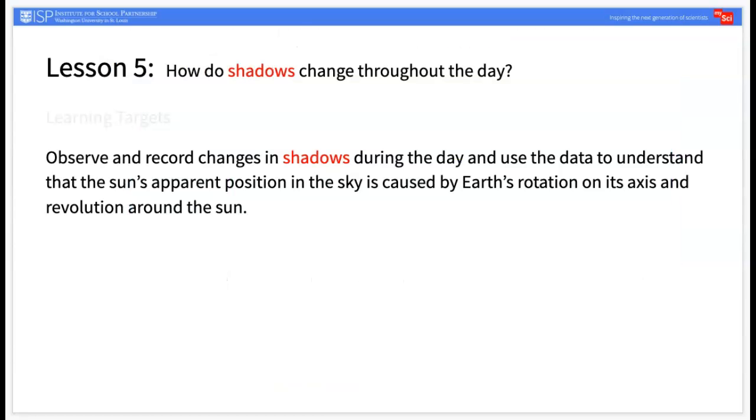By the end of this lesson, students will have observed and recorded changes in shadows during the day and use the data to understand that the sun's apparent position in the sky is caused by Earth's rotation on its axis and revolution around the sun.